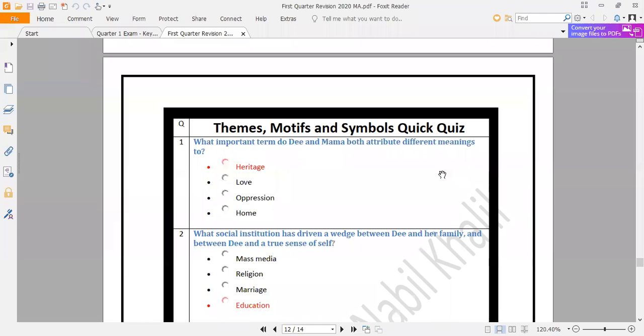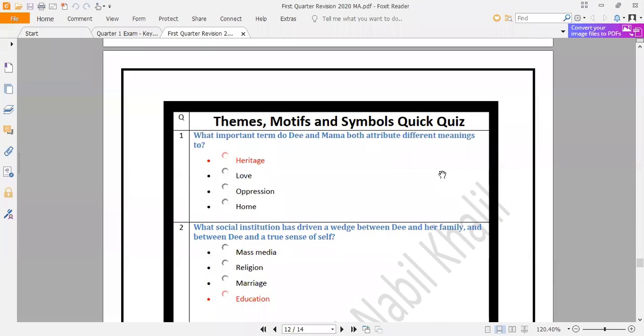All right. What important term do Dee and Mama both attribute different meanings to? Heritage. They have different opinions on what heritage is and what it should be. Okay. Mama and Maggie live their own heritage. They live it every day. However, Dee looks at her heritage as if it's something not suitable for everyday life, for modern life. She thinks that it belongs to museums, it belongs to stories, not to be lived today.